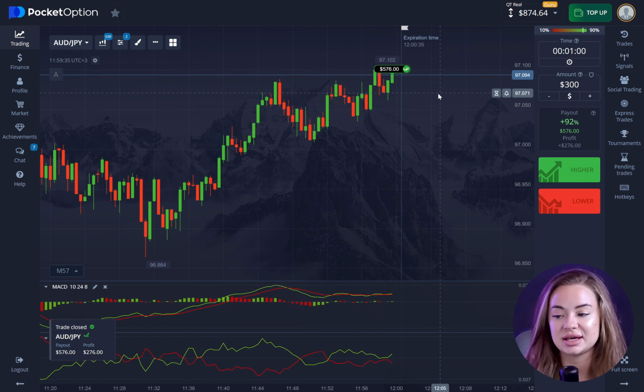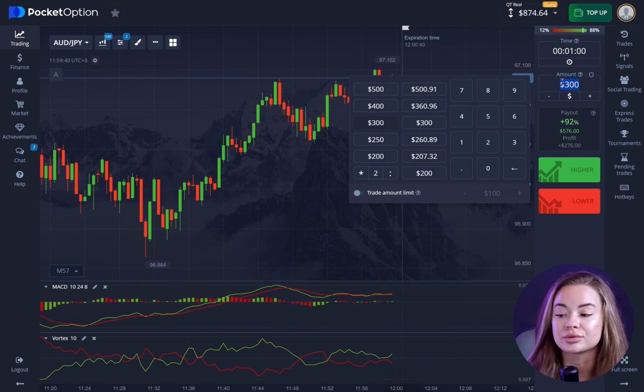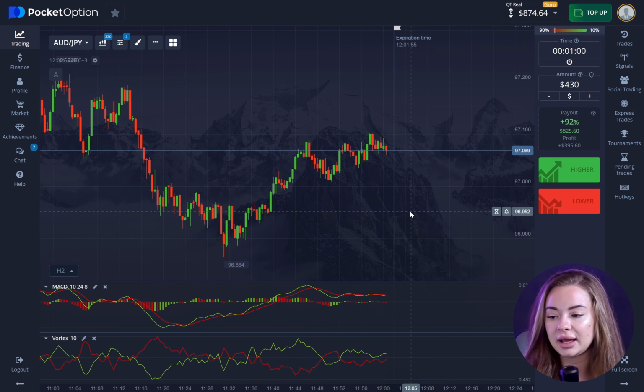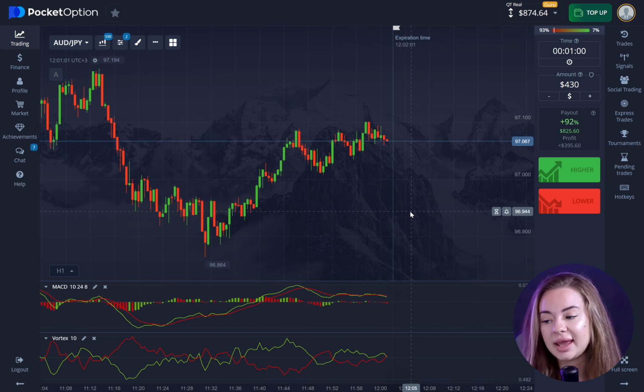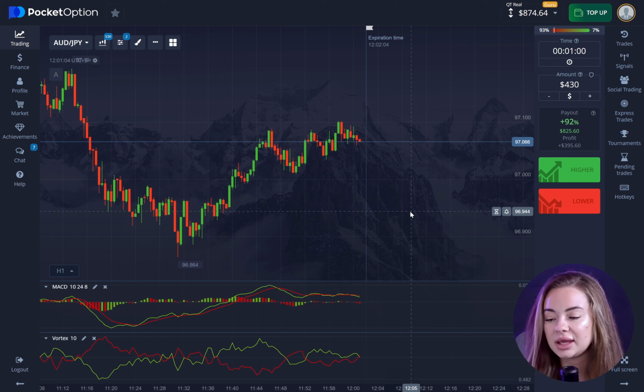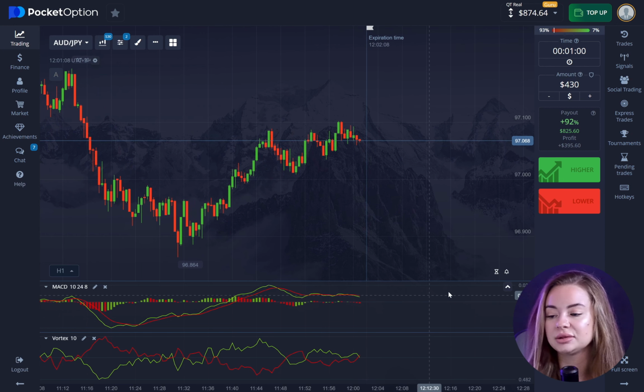The trade was successful. It's clear that the main MACD line is starting to decrease, crossing the signal line, which is a signal to open a sell trade. The positive vortex line also crosses the negative line from above, indicating a sell signal. I open a 1-minute sell trade.